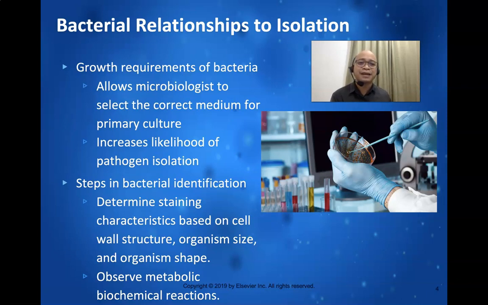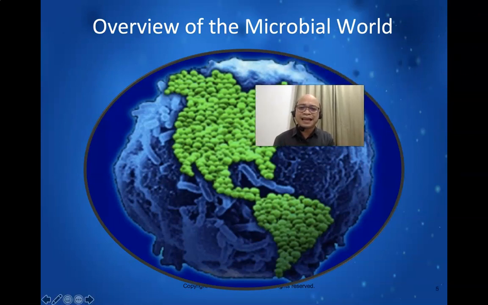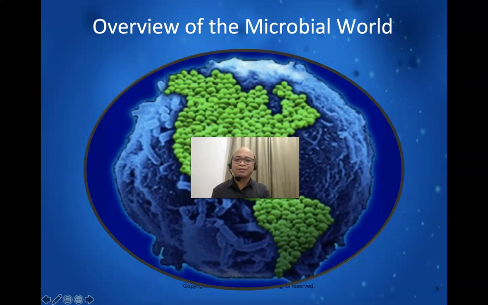So what are the steps in bacterial identification? Well, there are several steps. First, you can determine the morphology of the bacteria through staining characteristics, so that you'll be able to examine the cell wall structure, the size of the organisms, and even the shape of the organisms. Then there are also some procedures in the laboratory wherein you can observe the biochemical characteristics of these microorganisms.